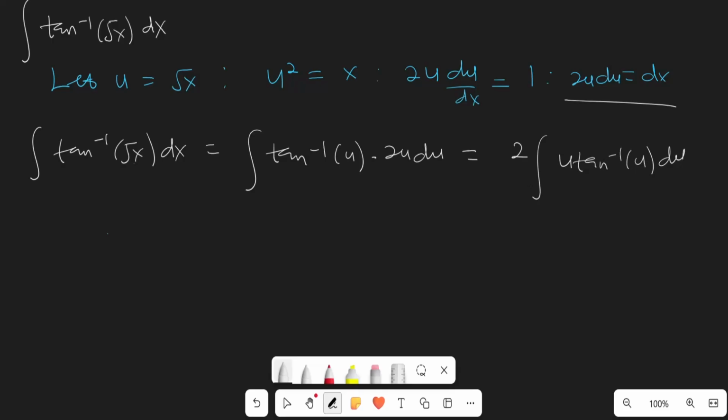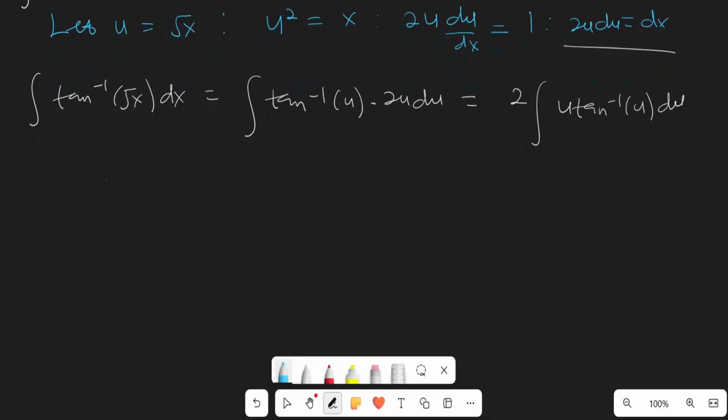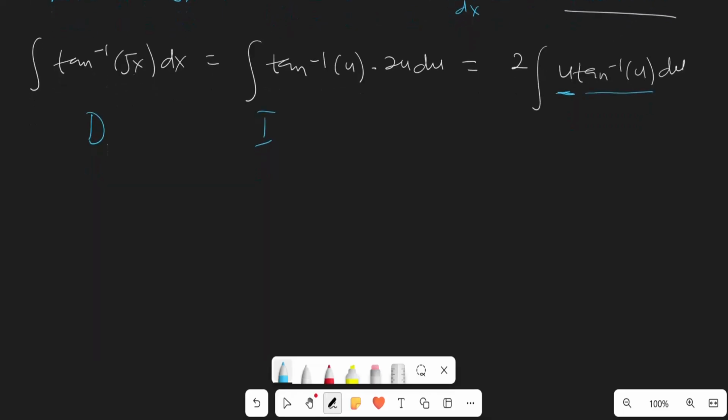So this is where we use the integration by parts. I can easily differentiate the tan inverse of u because integrating the tan inverse of u is a bit challenging. So we have to differentiate the tan inverse of u and integrate the u. I'll use the DI method, D for differentiation. So I am going to differentiate the tan inverse of u, and I'm going to integrate u.